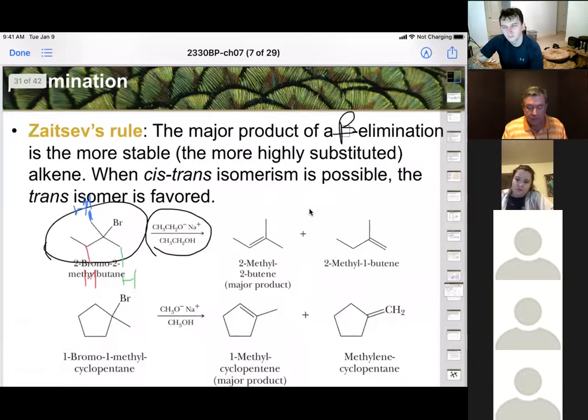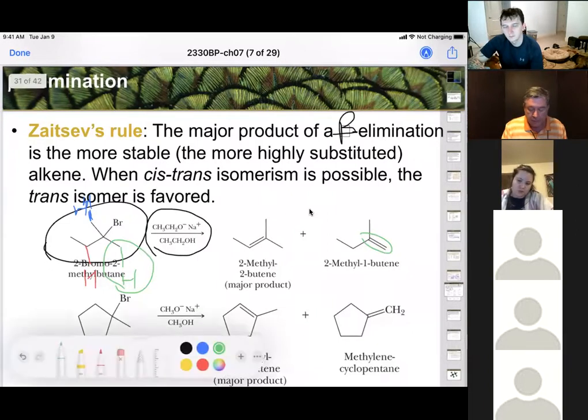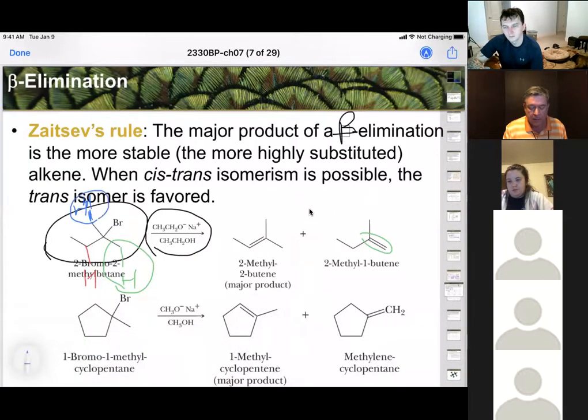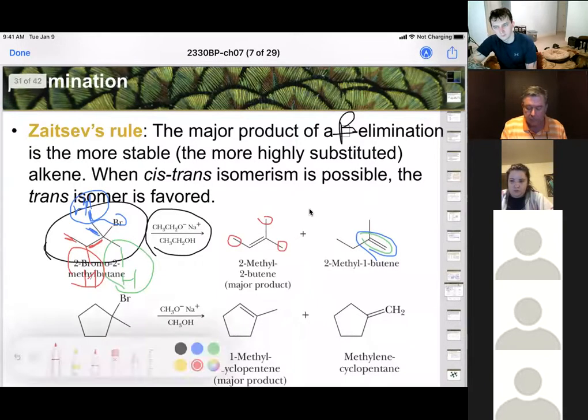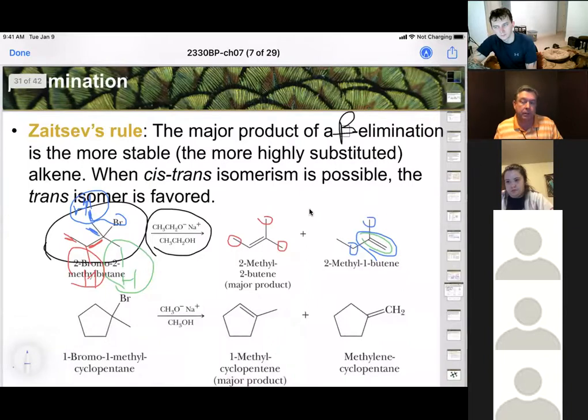Now, what happens if we eliminate this hydrogen here? Well, we end up with a double bond right here. So that's one possible way to do it. And if we took this hydrogen off right here and the bromine, we'd end up with our double bond here, which actually gives us the same structure. It's just flipped over. However, this last one, this red hydrogen, is going to give us a different product, because that's going to give us our double bond over here. And notice this double bond has 3 substituents. This double bond has 2 substituents.